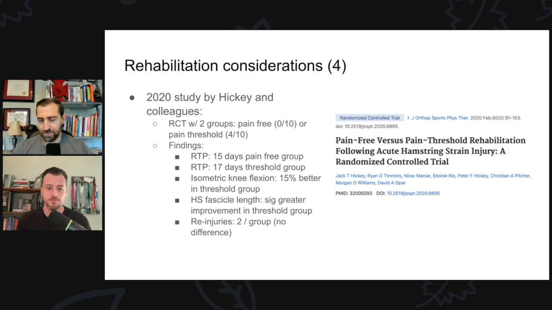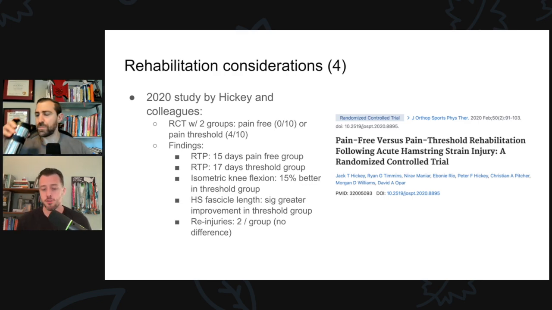Yeah. So I think this is the paper you were talking about. This is a 2022 paper by Hickey as well. It's called Pain Free versus Pain Threshold Rehab Following Acute Hamstring Strain Injuries, a randomized controlled trial.